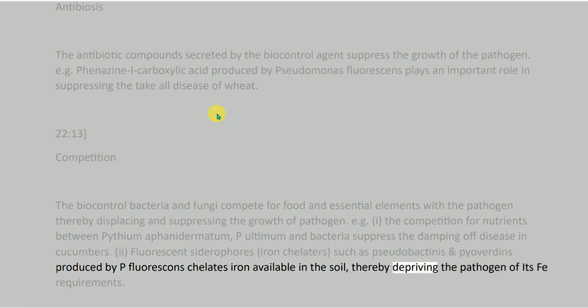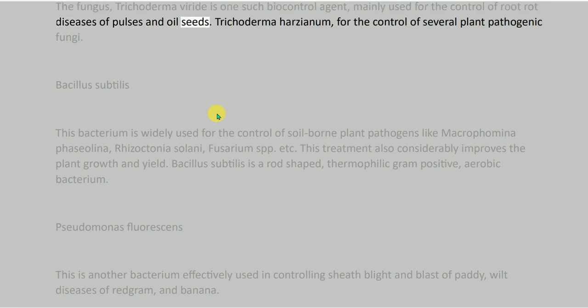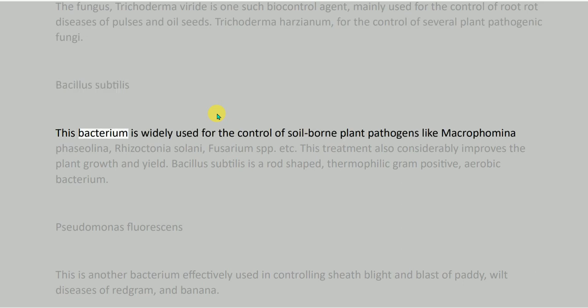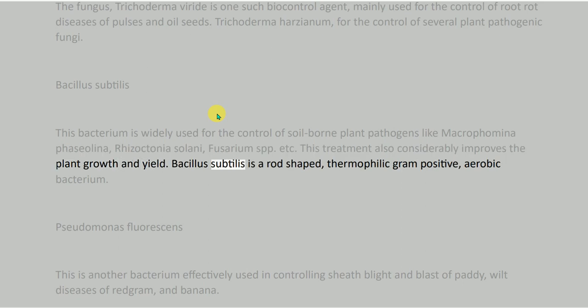The fungus Trichoderma viride is one such biocontrol agent, mainly used for the control of root rot diseases of pulses and oilseeds. Trichoderma harzianum is used for the control of several plant pathogenic fungi. Bacillus subtilis. This bacterium is widely used for the control of soil-borne plant pathogens like Macrophomina phaseolina, Rhizoctonia solani, Fusarium spp. etc. This treatment also considerably improves plant growth and yield. Bacillus subtilis is a rod-shaped, thermophilic, gram-positive, aerobic bacterium.